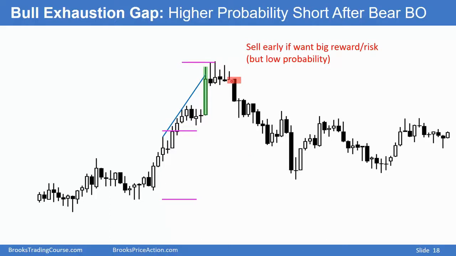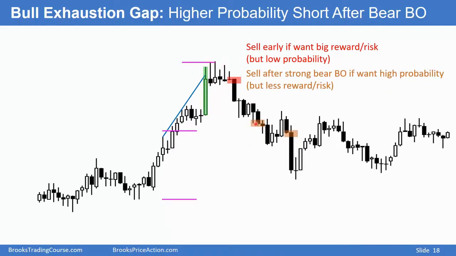Traders who sell early like this, some of them, after a second entry short, would put a stop above this bar or above that bar. Very low risk, very big reward. That always means the probability is low, or relatively low. Higher probability to sell after you've seen a strong reversal down.